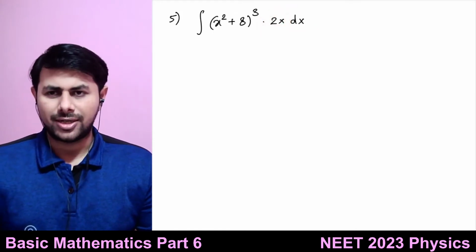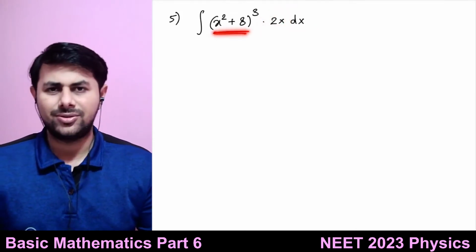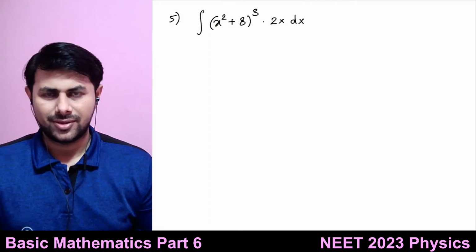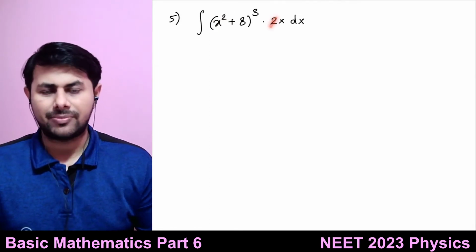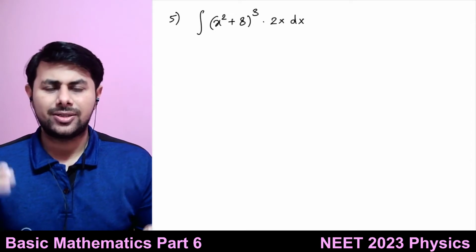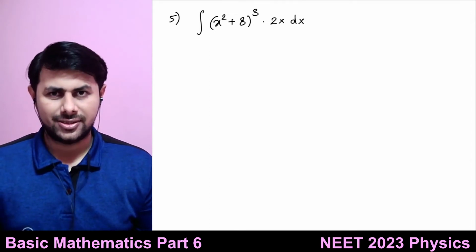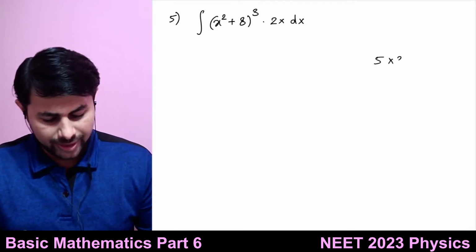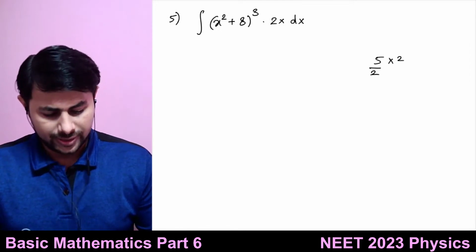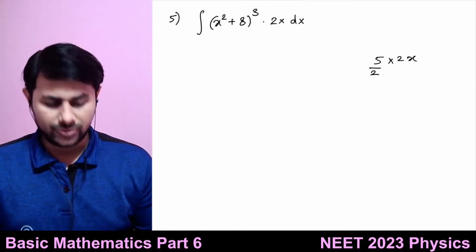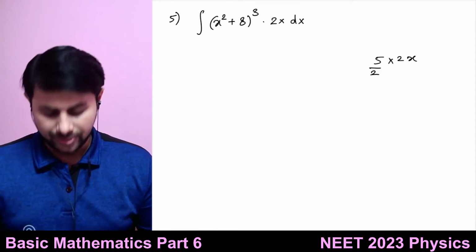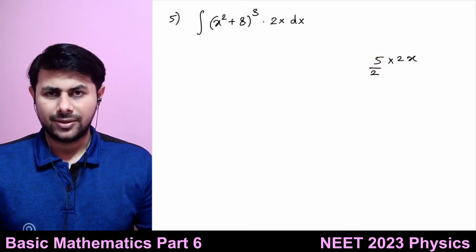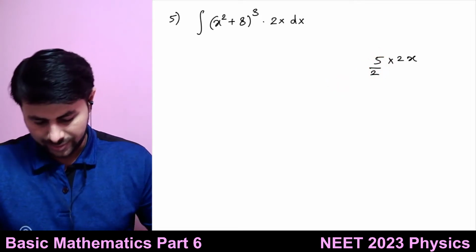So what should I do? I should put this thing equals t, because if I take the derivative of x raised to 2, it is 2x. Sometimes this 2 will be there, sometimes it will not be there, and some other number will be there. At that time we have to adjust. Let's suppose there is 5x. I will multiply by 2, divide by 2, and take 5 by 2 outside. Okay, all right.